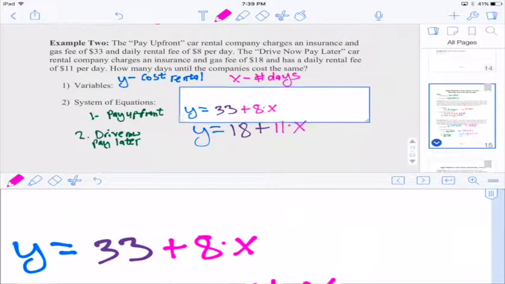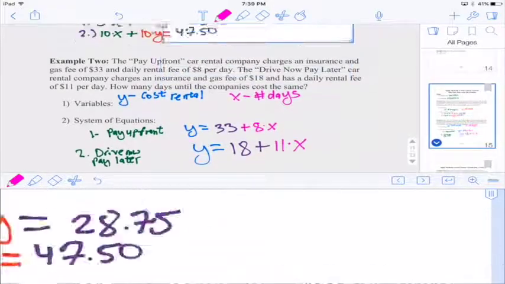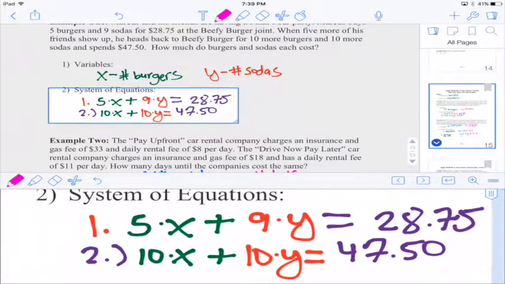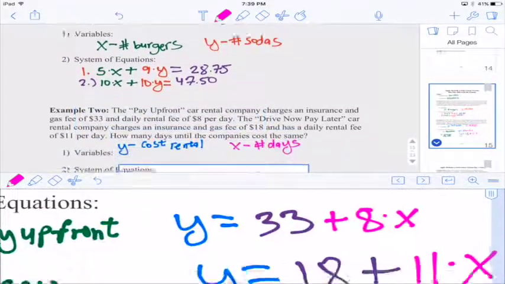All right? So sometimes we're going to get this y equals mx plus b situation, and other times we're going to get this standard form, right, where we have the x's and the y's on the same side. Go ahead and watch the next one for today.